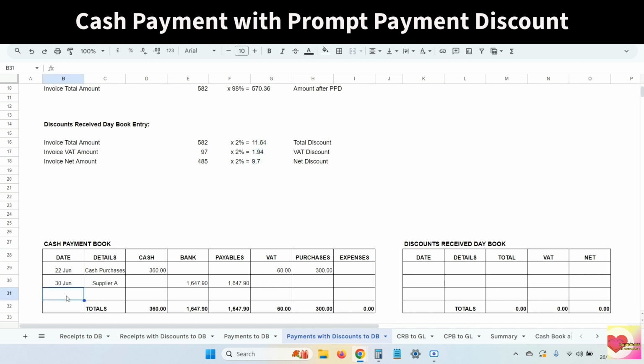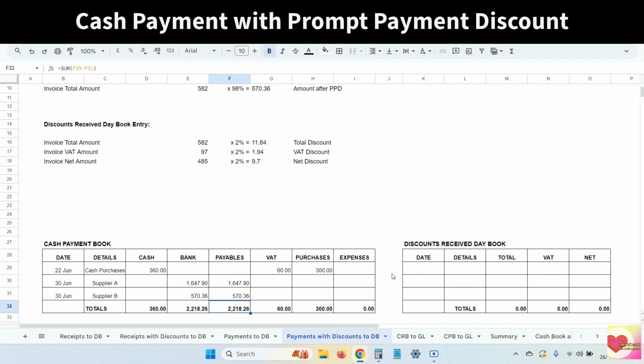Let's enter the details like the date and the supplier name. And we made the payment via bank transfer, so we will enter the amount to our bank column. And the same amount to the payables column because that amount is payment for our payables.